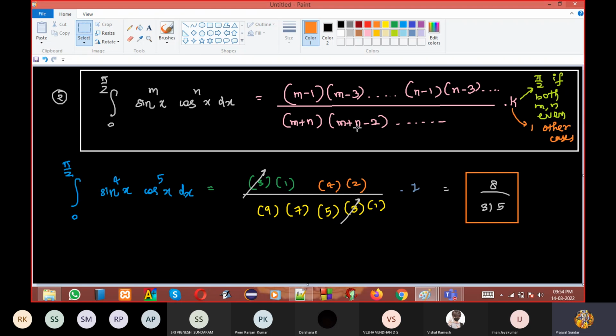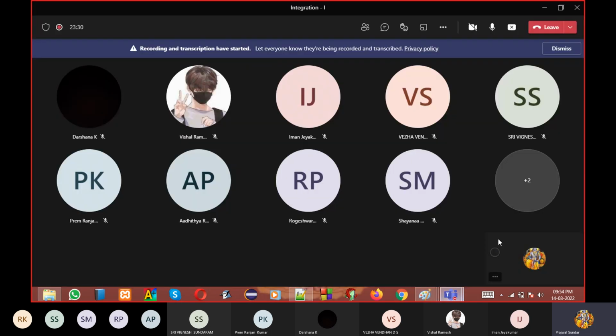Okay. This formula you should know. Okay. Now, give me a minute. So this is all about basics. Now we'll see the geometric interpretation. I'll just start another recording.